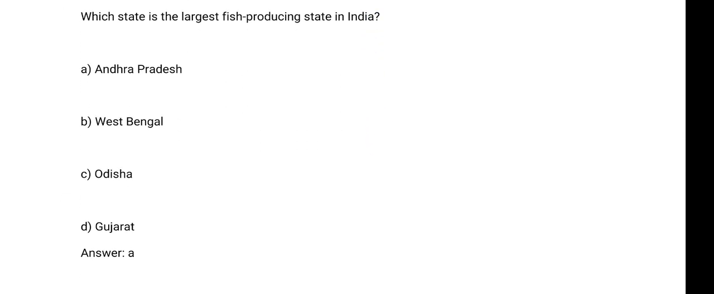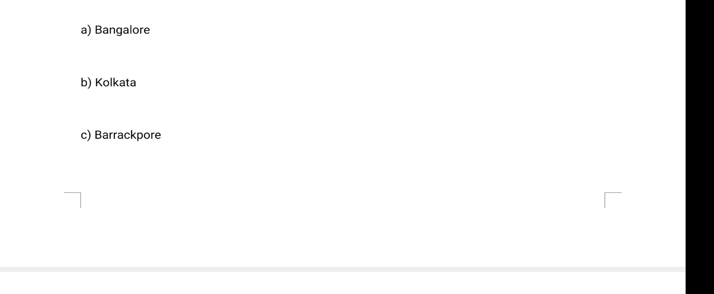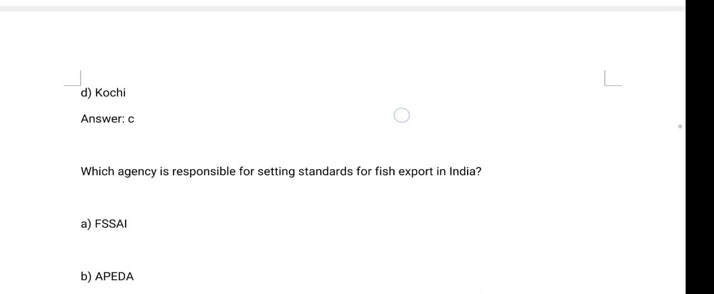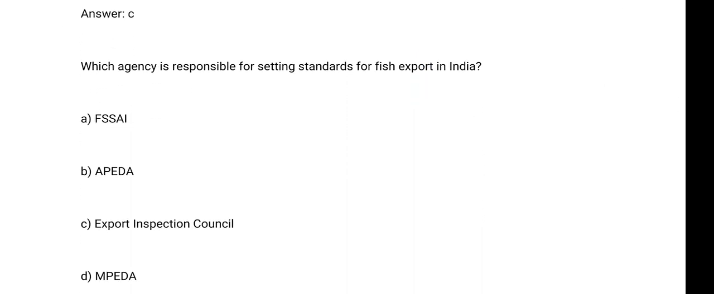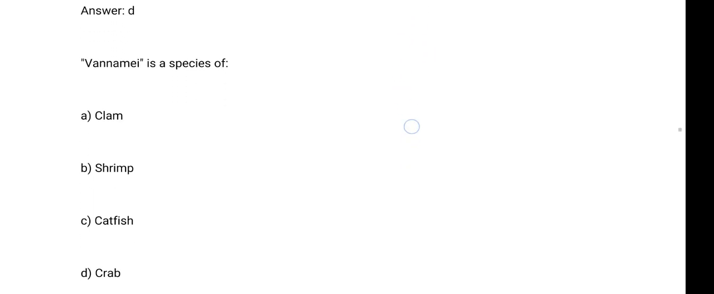Which state is the largest fish producing state in India? So it is Andhra Pradesh. Central Inland Fisheries Research Institute is in Barrackpore, West Bengal. Which agency is responsible for setting standards for fish export in India? So it is MPEDA. Vannamei is a species of shrimp.